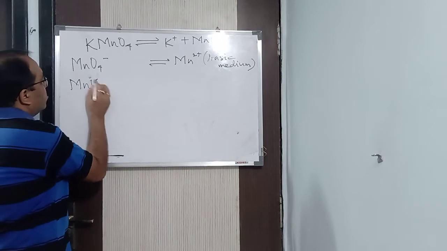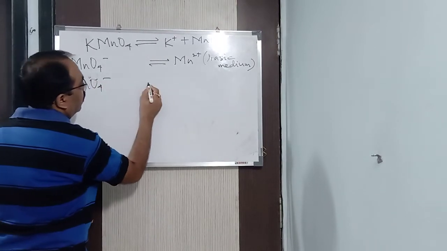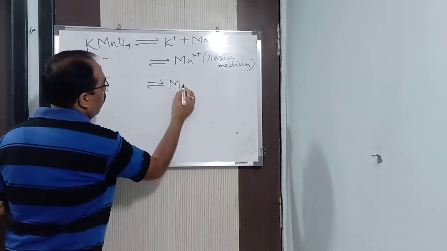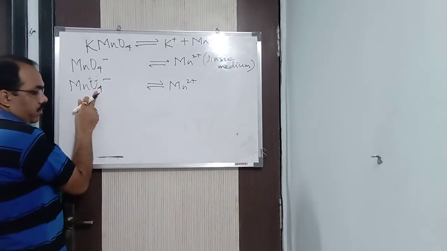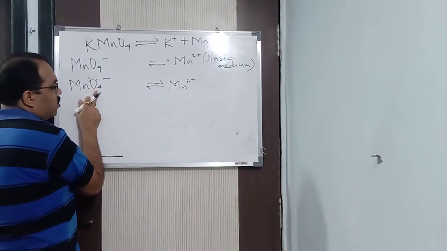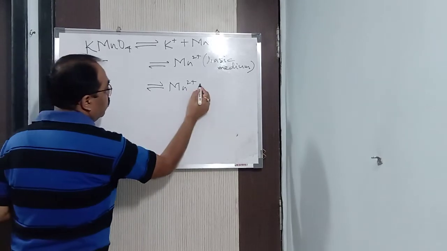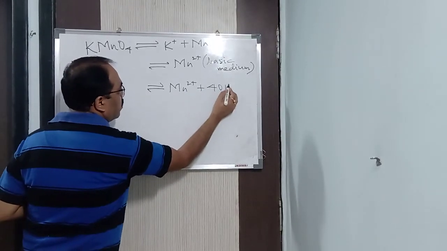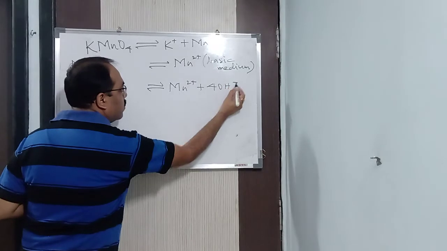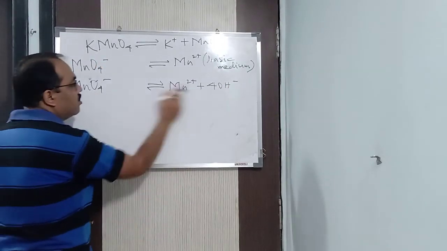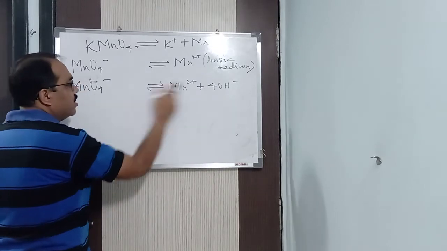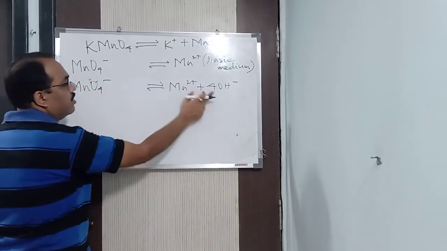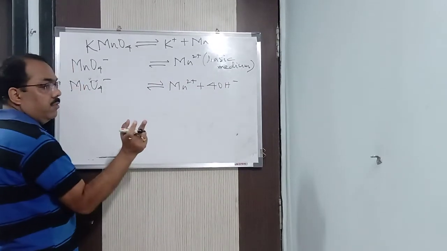First I will write the equation: MnO4 minus gives Mn2 plus. Now here, what do I have to do? Listen carefully. 4 oxygen is there. So to balance oxygen, what do I need to do? Here 4 OH minus, because it is basic medium. OH minus I want. So 4 oxygen, so 4 OH minus. Suppose it had been 5 oxygen, 5 OH minus. 3 oxygen, 3 OH minus. N oxygen means N OH minus. Are you getting what I am saying?